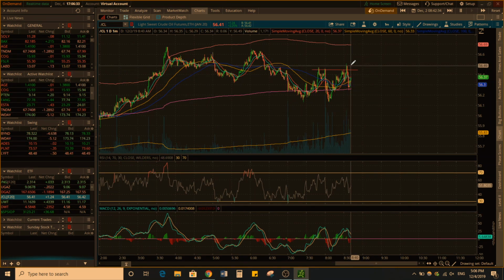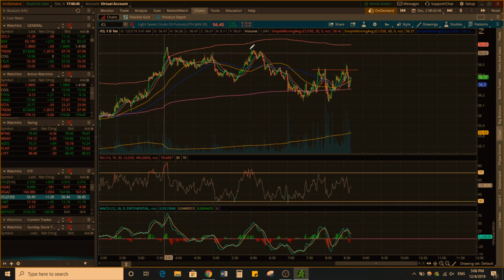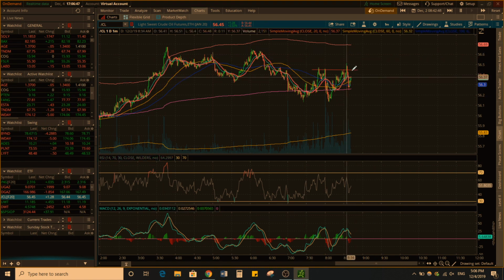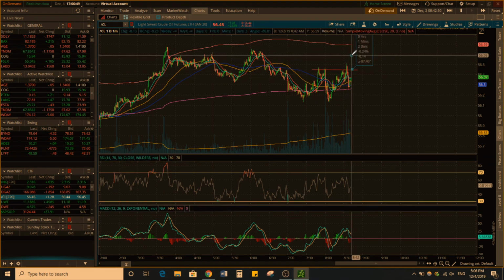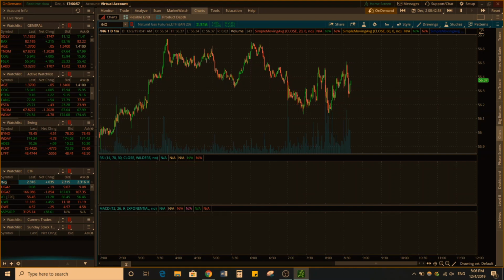I could see it maybe stopping around here, which is another resistance, another peak that it's been shown to peak out at. So that wouldn't be bad. From here to there, it's about 0.27, almost 1% on the two ETFs.